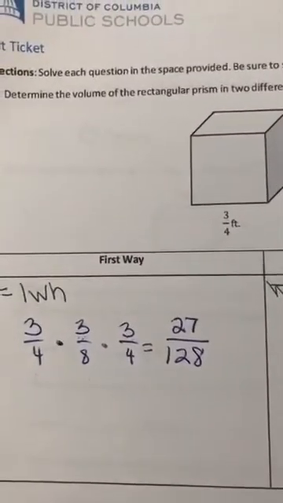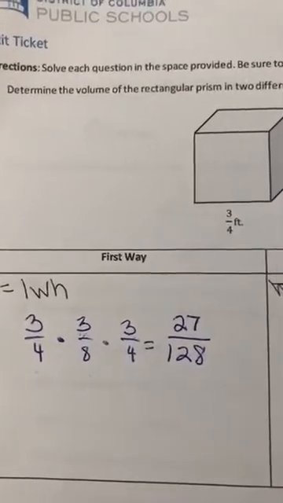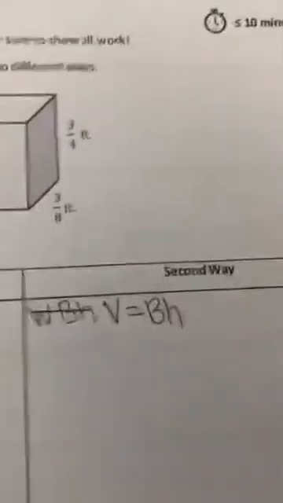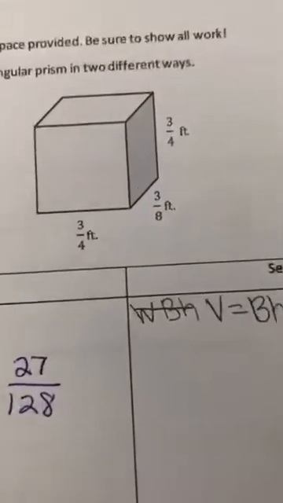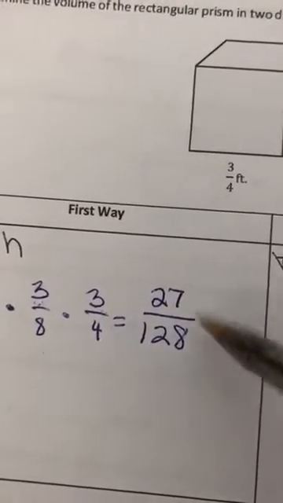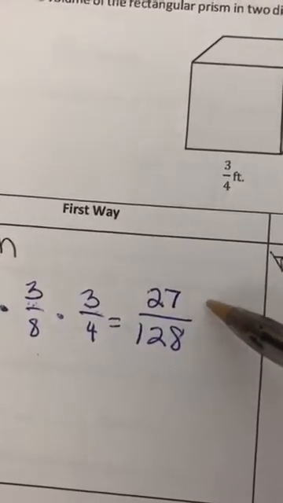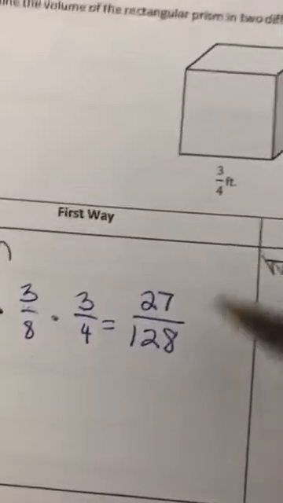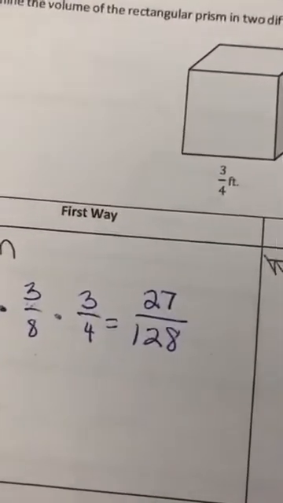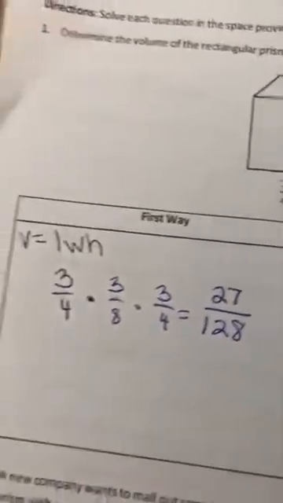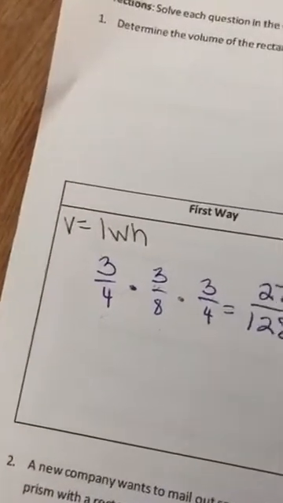Excellent. So while we're doing it the other way, I want someone to figure out, can we reduce it? Is there a number we can divide both 27 and 128 by evenly? I'm going to give everybody time to think while we see if we get the same answer. When you solve a problem 2 different ways, you should get the same answer.